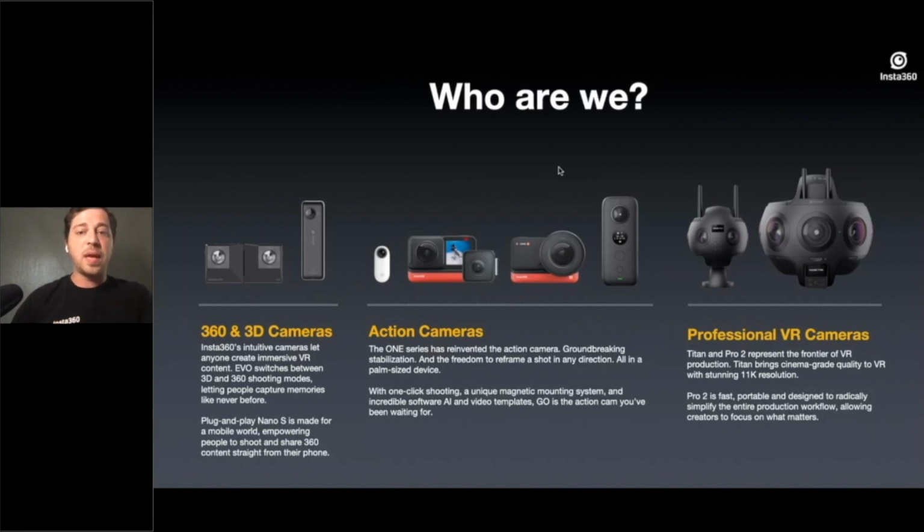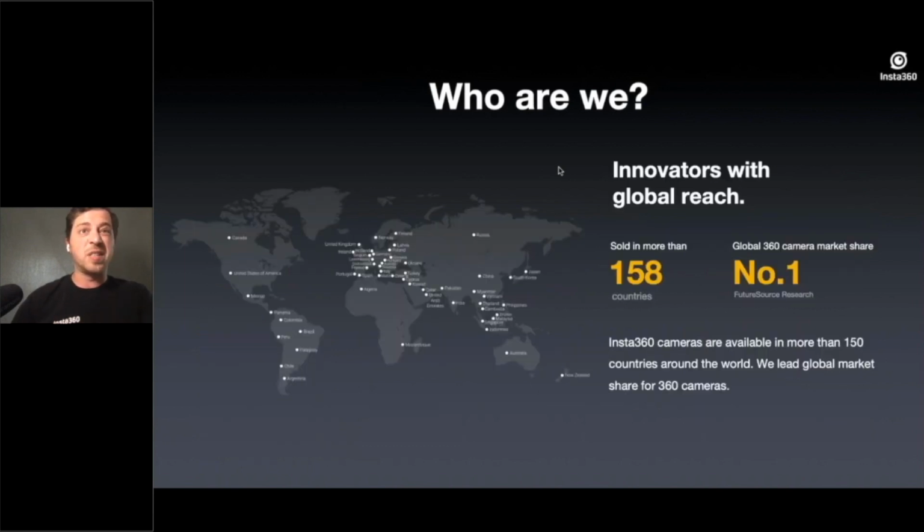Insta360 is available in essentially 160 countries. It's again the number one 360-degree camera worldwide. You can see that we're available on every continent, and the reason for this is because of a combination of software, hardware, and how we deliver content back to the end user. We just essentially simplify the workflow.